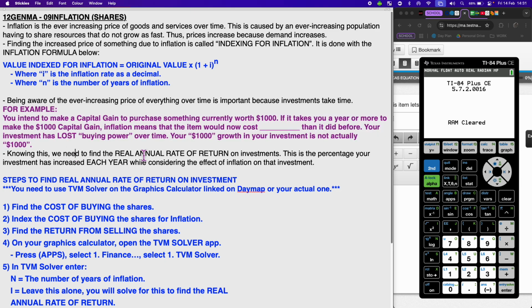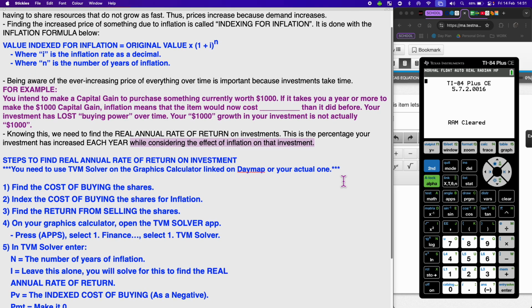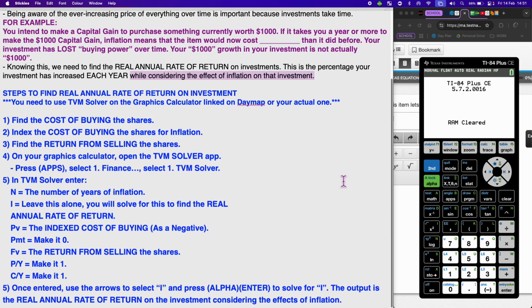So knowing this, we need to find something called the real annual rate of return on investments. This is the percentage your investment increases each year while considering the fact that inflation happens, which is the price of everything going up over time. So there's a bunch of steps here. If that annoys you, that's fine, but that's actually how you do it. So these are the steps to find the real annual rate of return on the investment.